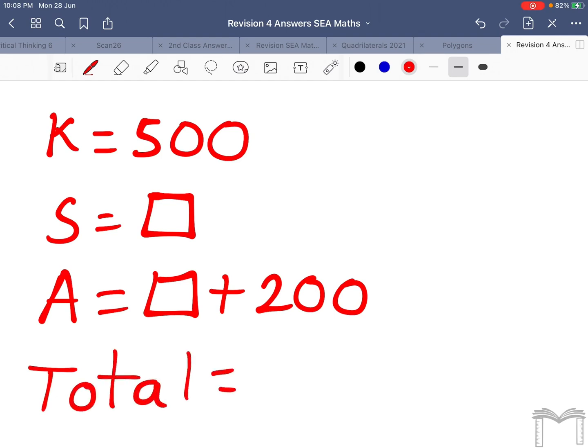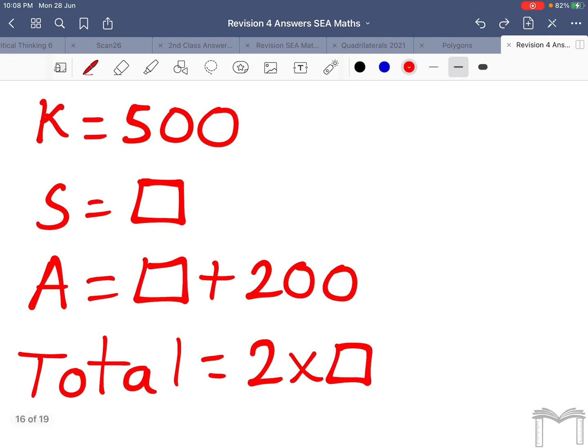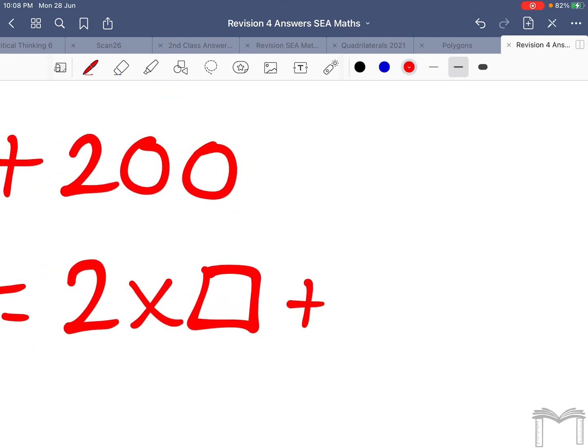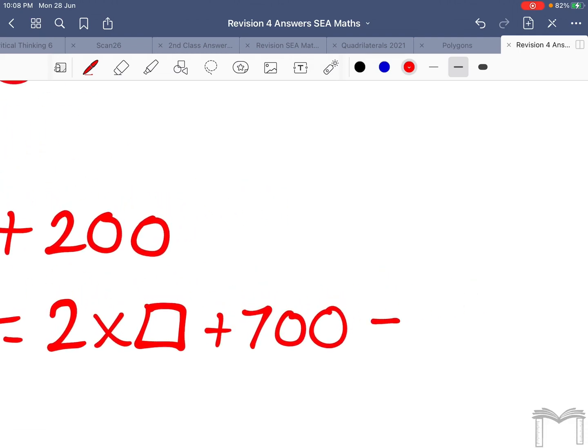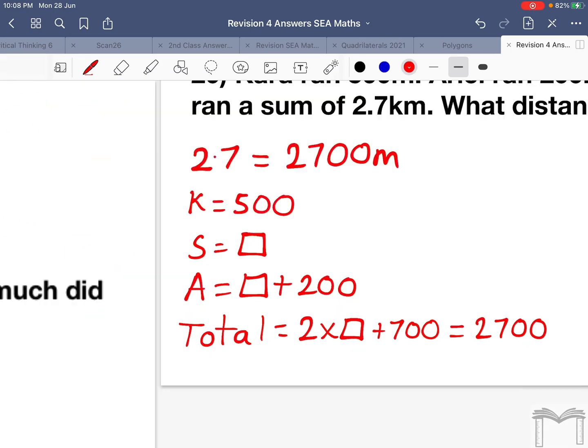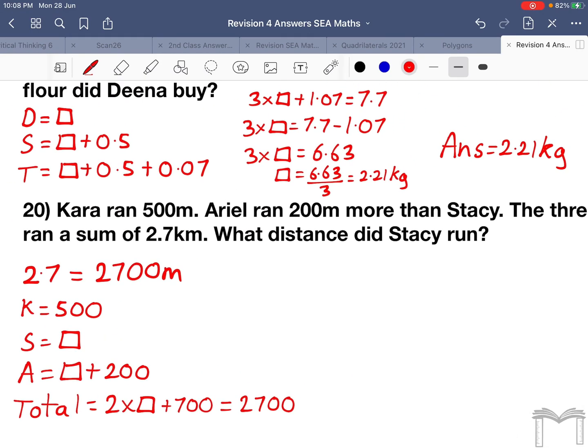So we have 2 boxes, or 2 times box, and we have 500 plus 200, so that will give us 700. And all of this is equal to the total that they gave us to be 2700 meters. So let's work this out.